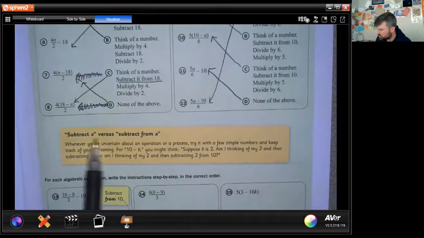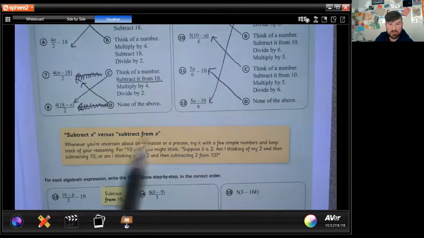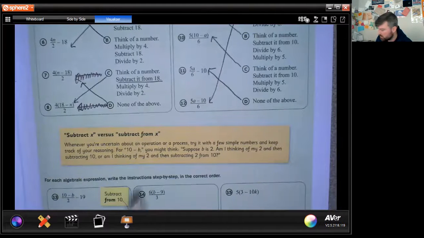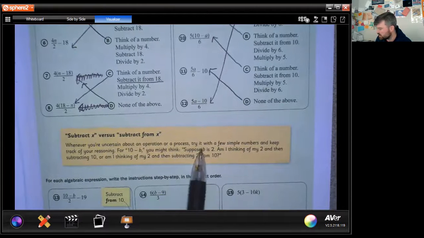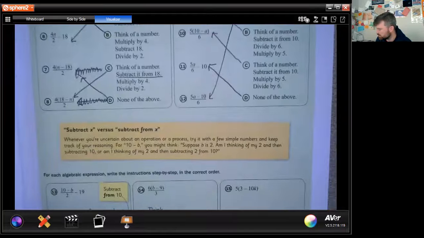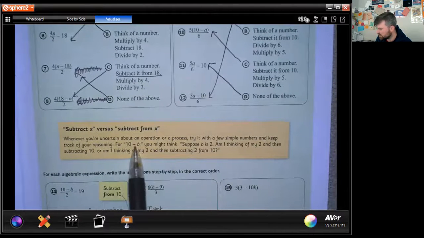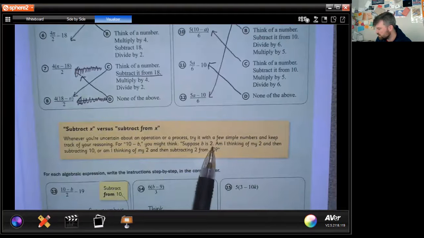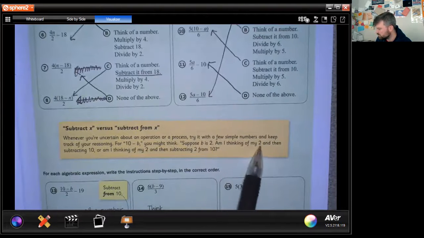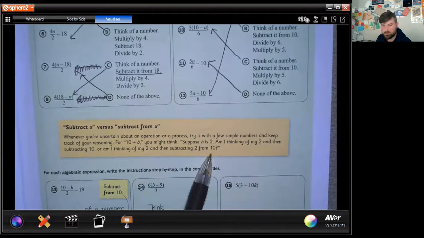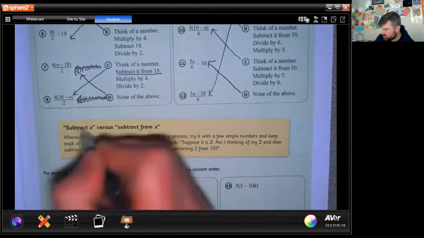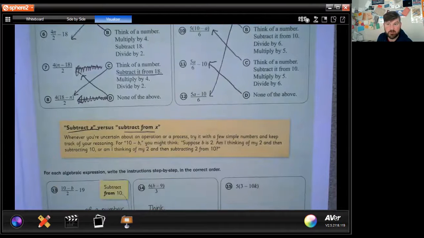Subtract x versus subtract from x. Okay, this is exactly what I just messed up on. Whenever you're uncertain about an operation or a process, try it with a few simple numbers and keep track of your reasoning. For 10 minus b, you might think, suppose b is 2. Am I thinking of my 2 and then subtracting? Or am I thinking of my 2 and then subtracting 2 from 10? Okay, so just slow down and see which one you're doing first. The order of subtraction really matters.